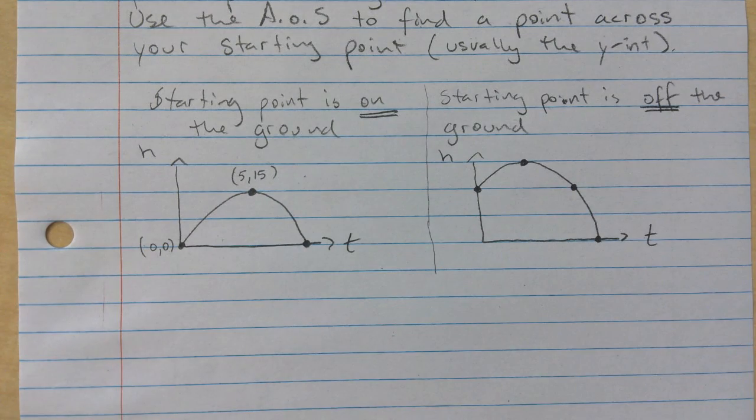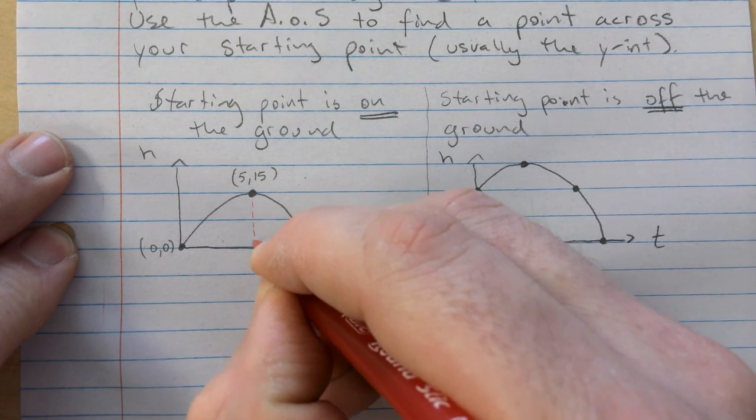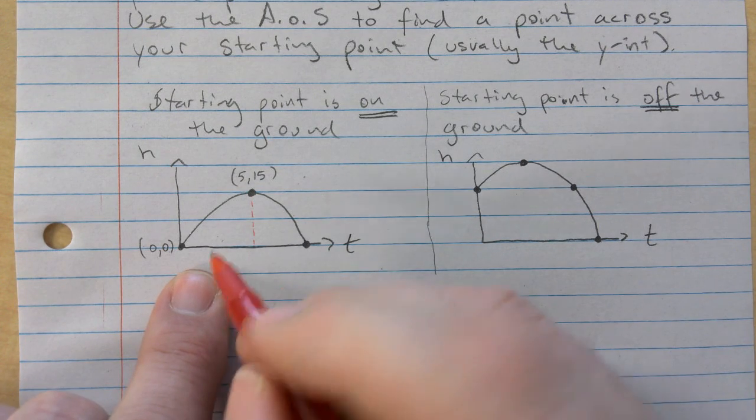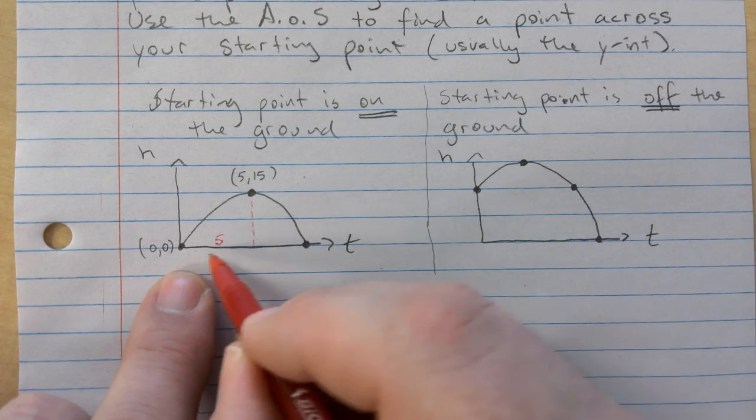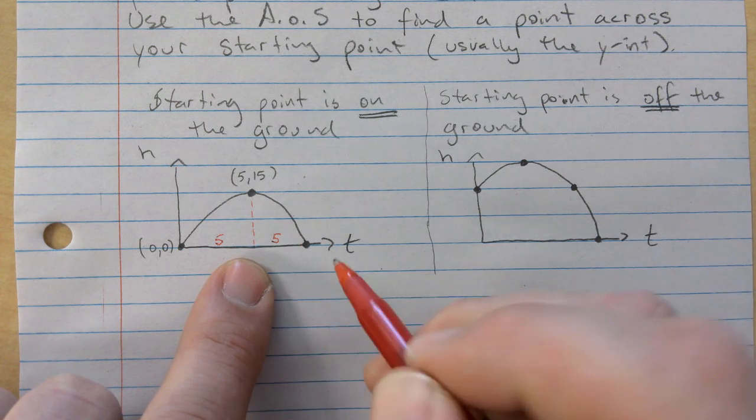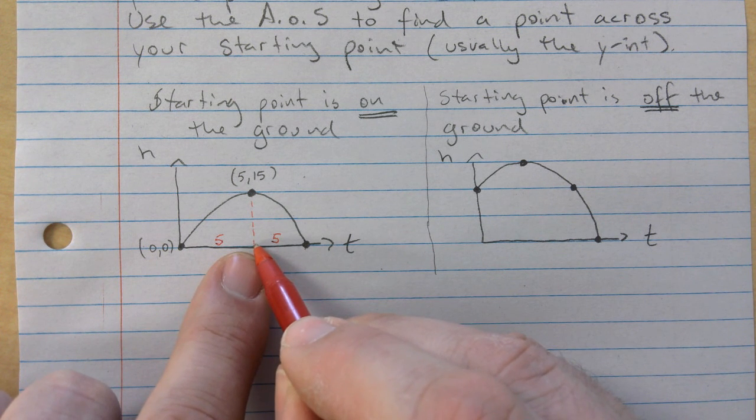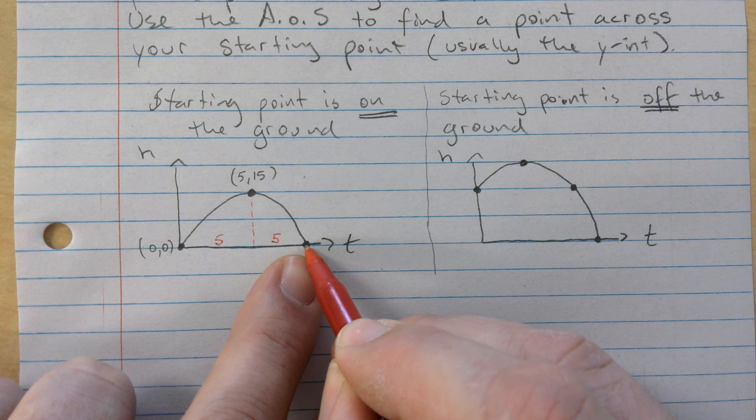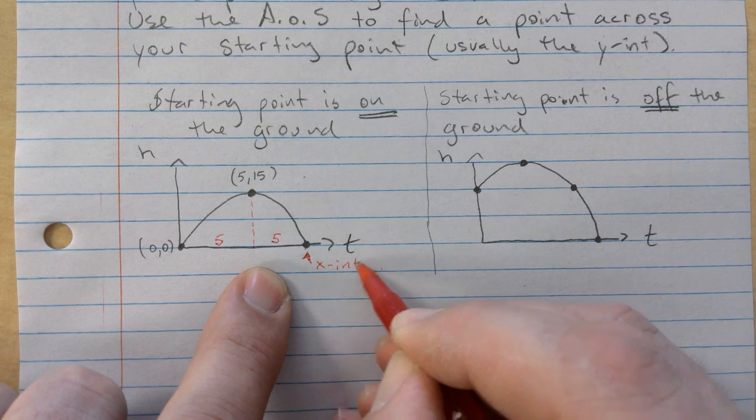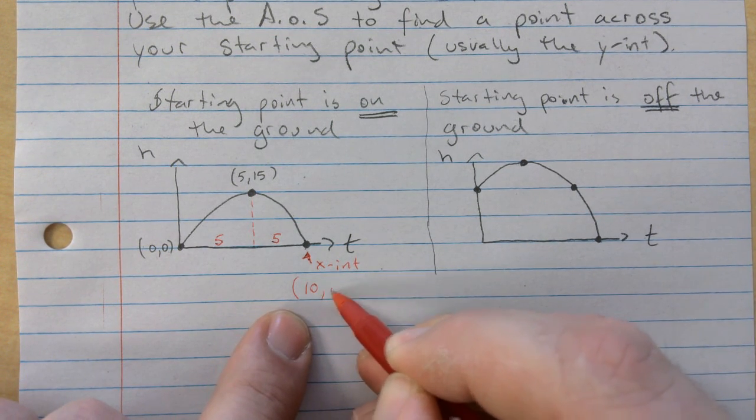And so that's where you use your axis of symmetry, right? Axis of symmetry goes right through like this. So you know that if this is 5, from here to here, it will take another 5 to get you to the ground. 5 to get to the middle, and then another 5 to get you to the ground. So this is our x-intercept, which would be 10, 0.